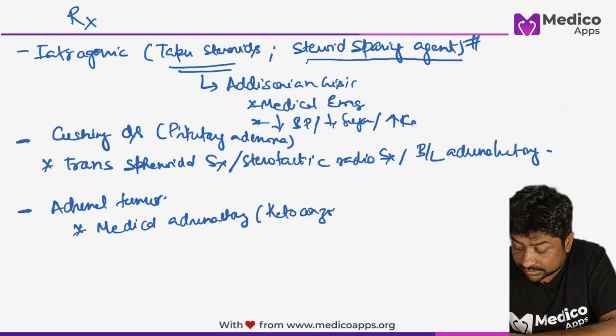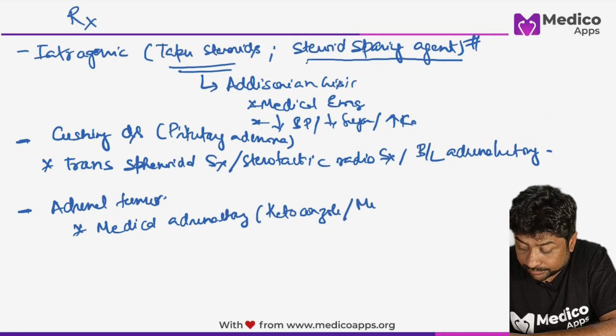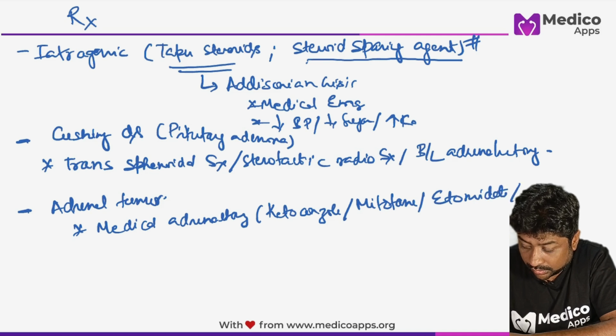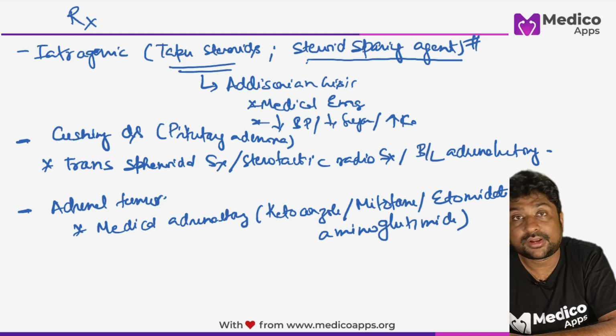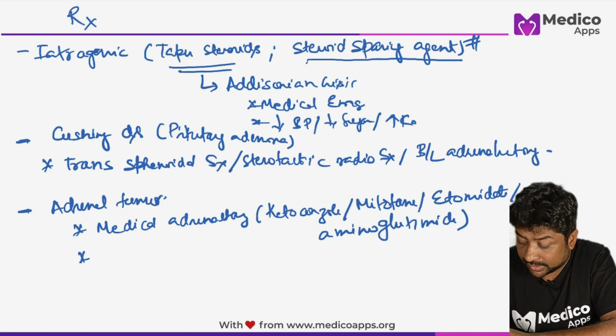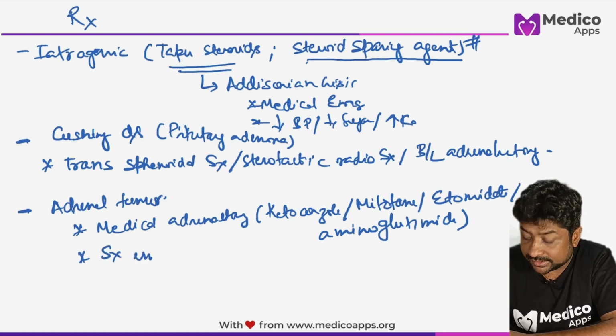And what are these drugs? Ketoconazole, mitotane, etomidate. All these drugs you will be learning in your pharmacology. So these are the drugs which are used for medical adrenalectomy. Also, the definitive treatment is surgical removal.